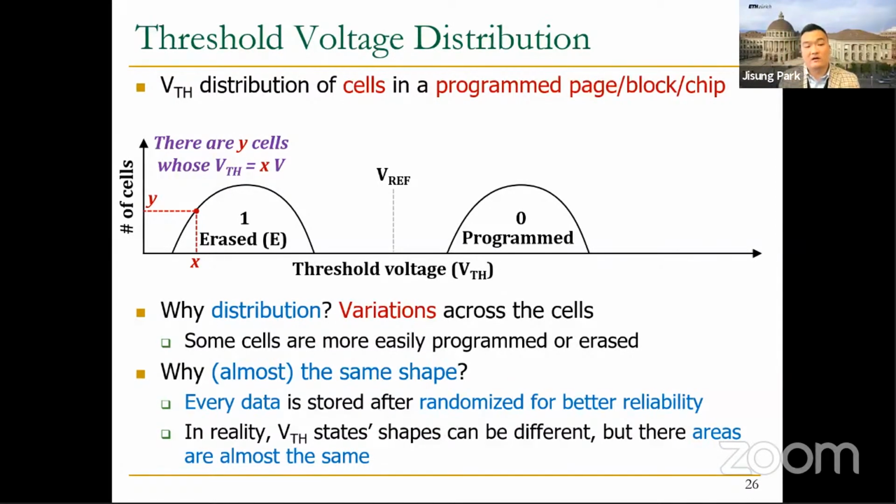So even when we program all zero data, when you read the raw data without de-randomization, meaning directly from the NAND flash chip, then you will see the data is a completely random pattern.